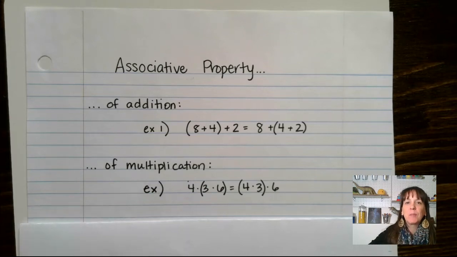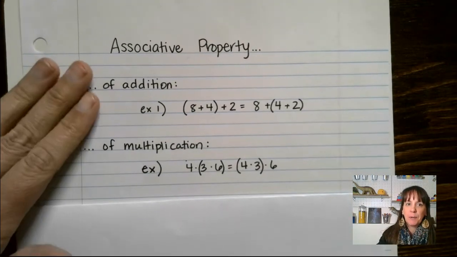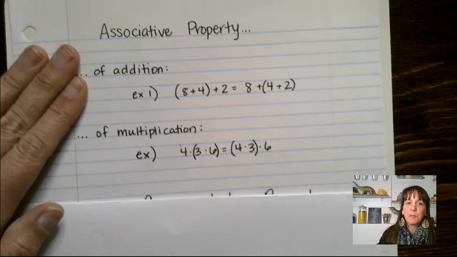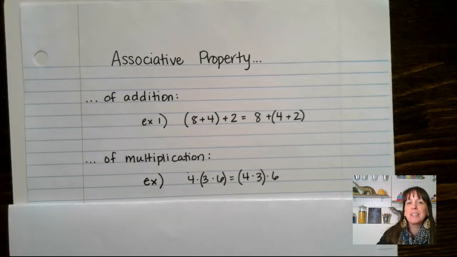Hi friends, welcome back. We're going to talk today about the associative property and the commutative property, but we won't get there quite yet. Let's first start with the associative property of addition and of multiplication.